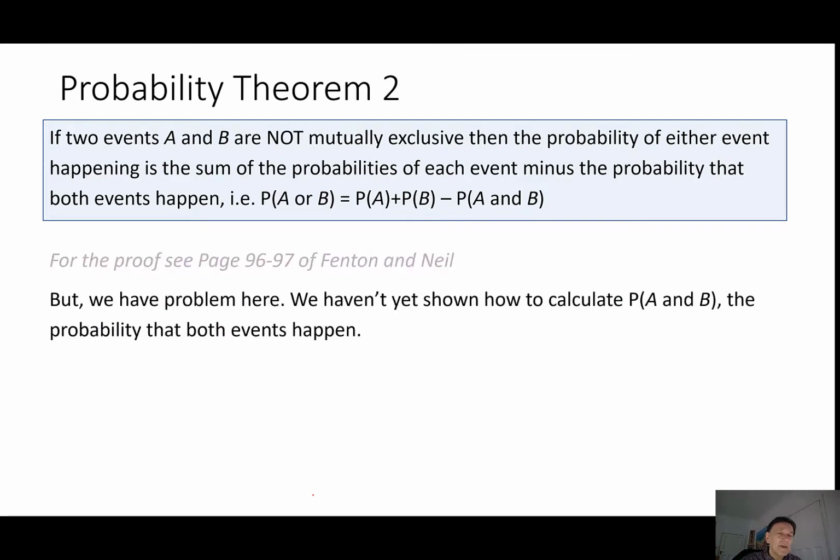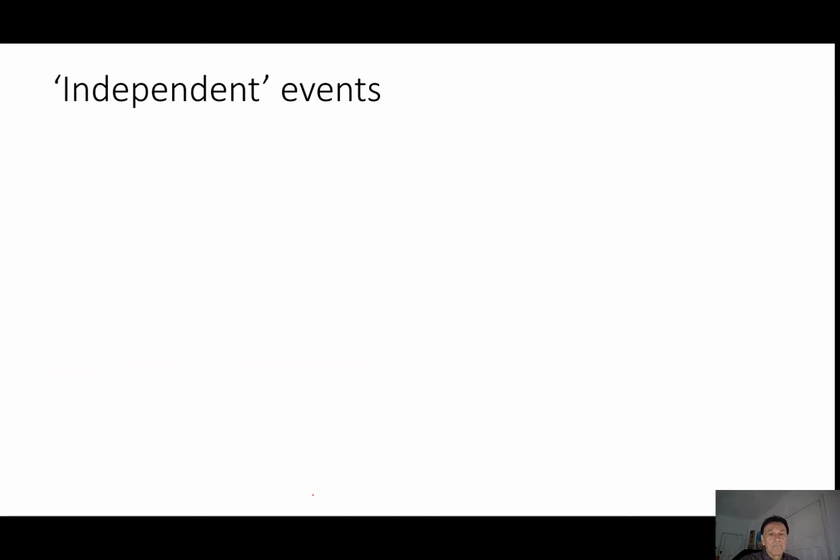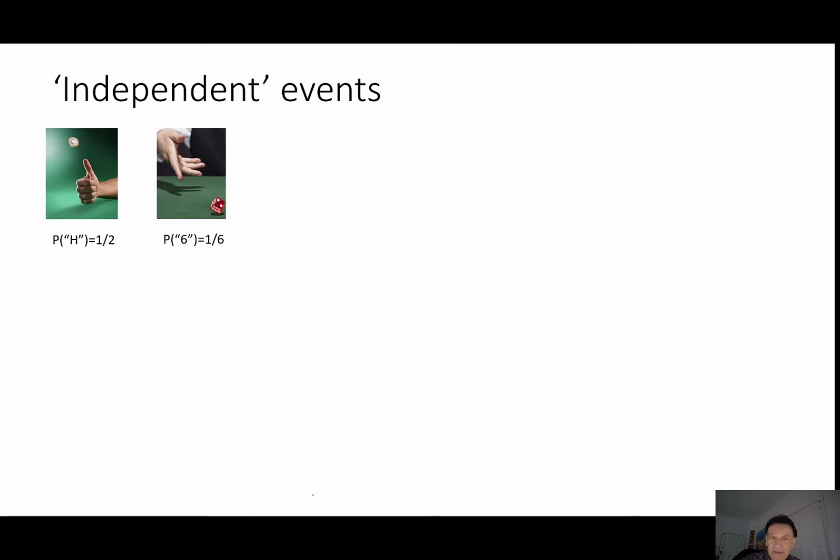But there's a problem here anyway, because even given that theorem, what we haven't yet shown is how to calculate the probability of A and B, the probability that both events happen. And it turns out this probability depends on whether A and B are independent, and that means we've got to somehow introduce this notion of independence. And what we're actually going to do is come up with an informal definition of independence.